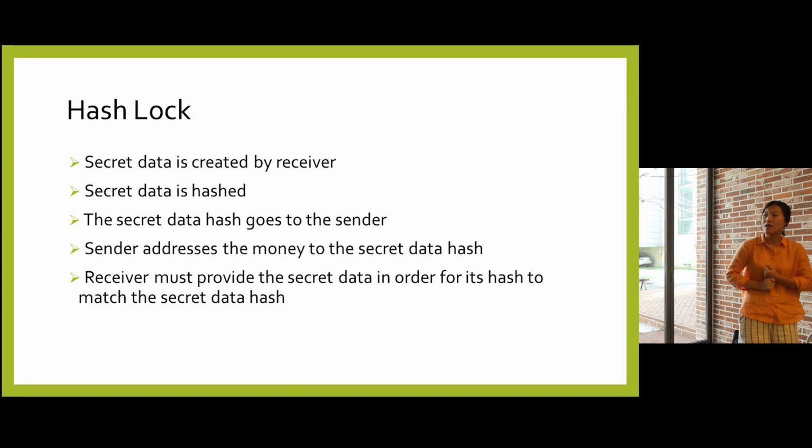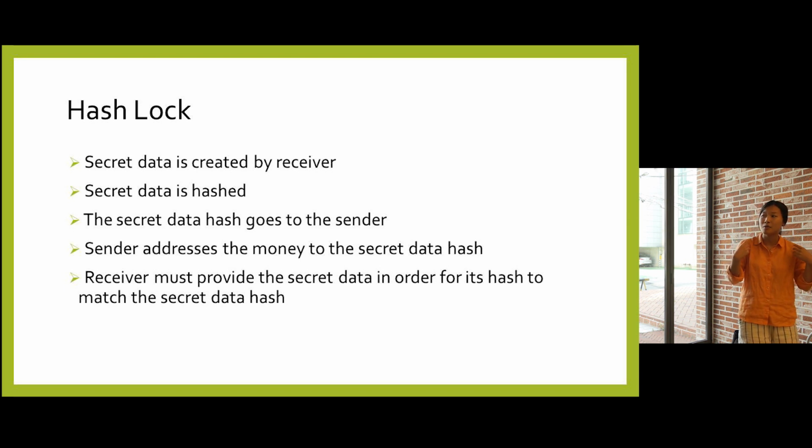So hash lock is a pretty simple idea. If I want to send Bitcoin to somebody else, I create data that I don't share with anyone. I'll call that secret data. And I hash that data, and then I just send this hashed data to whoever. No, sorry, I want to send Bitcoin to someone, and the receiver creates secret data that I don't know about, hashes that, and sends it to me. And then that's the address that I'm going to send the money to.